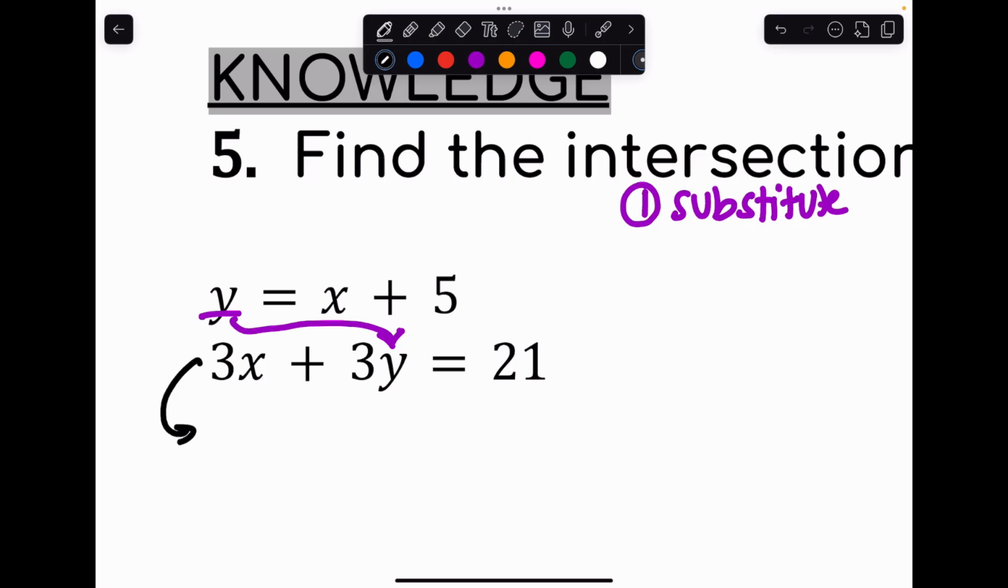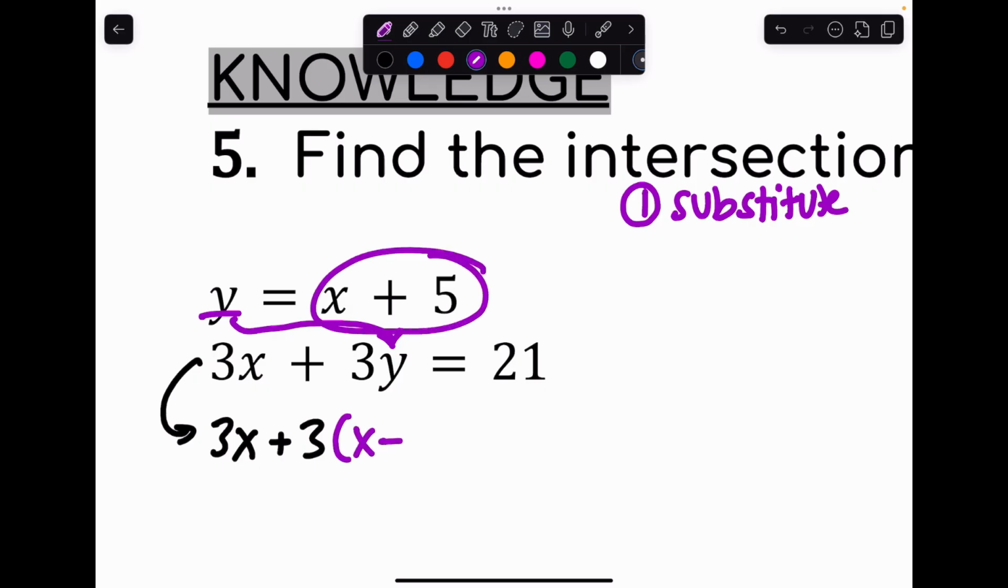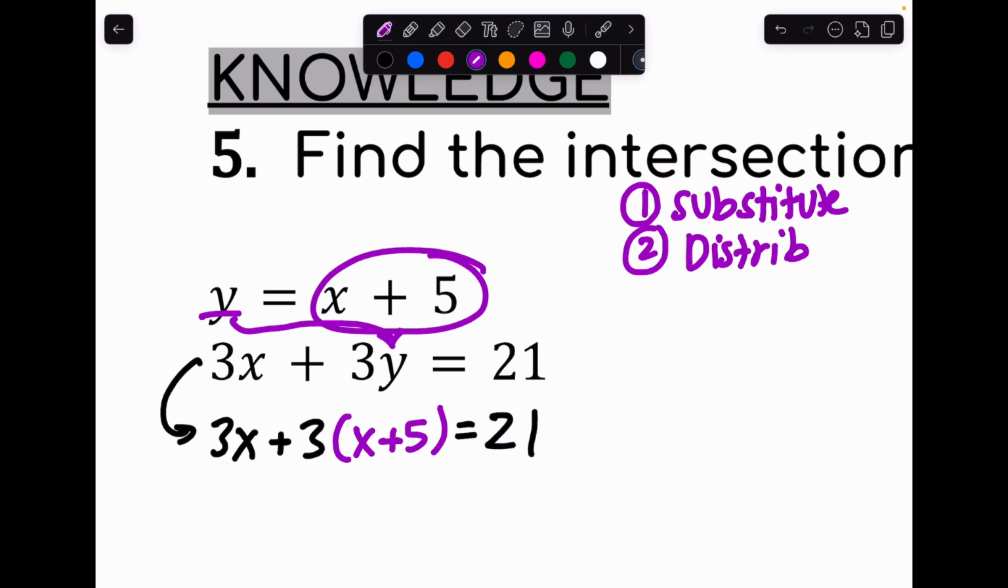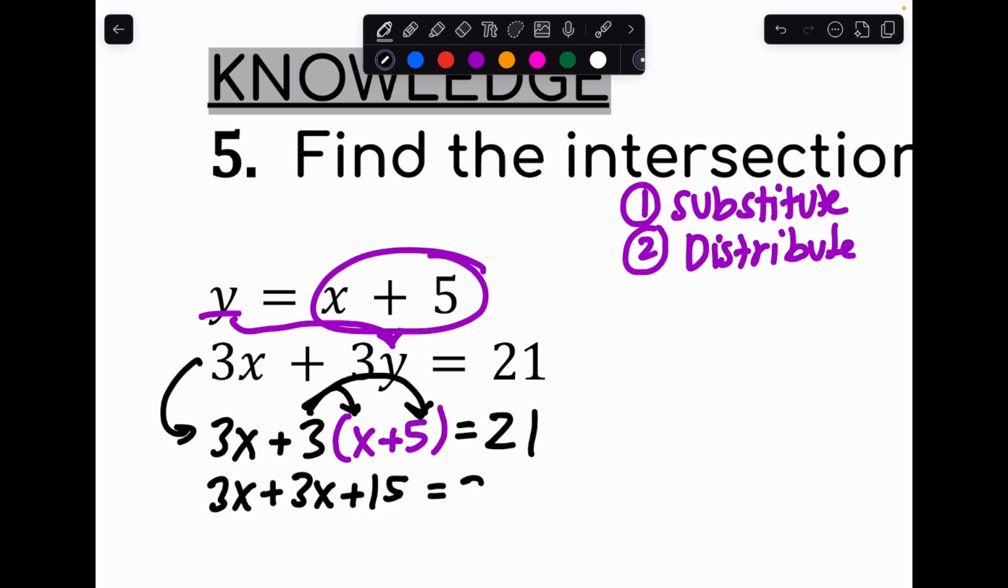So if I look at the second equation, I have 3x plus 3y. Well, what did they tell us that y is? They just told us that y is x plus 5, and then everything is equal to 21. So again, nothing changed. The only thing that changed was my y value, because they told me what my y value was. So now the second step that I'm going to do is distribute. When I distribute, I get 3x. 3 times x is positive 3x. 3 times 5 is 15, is equal to 21.